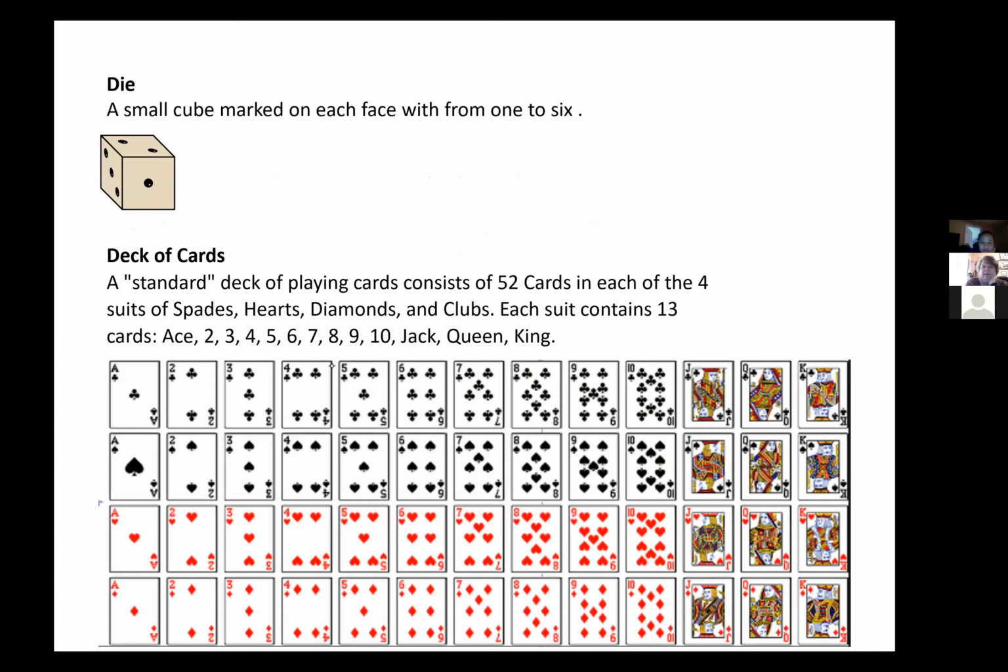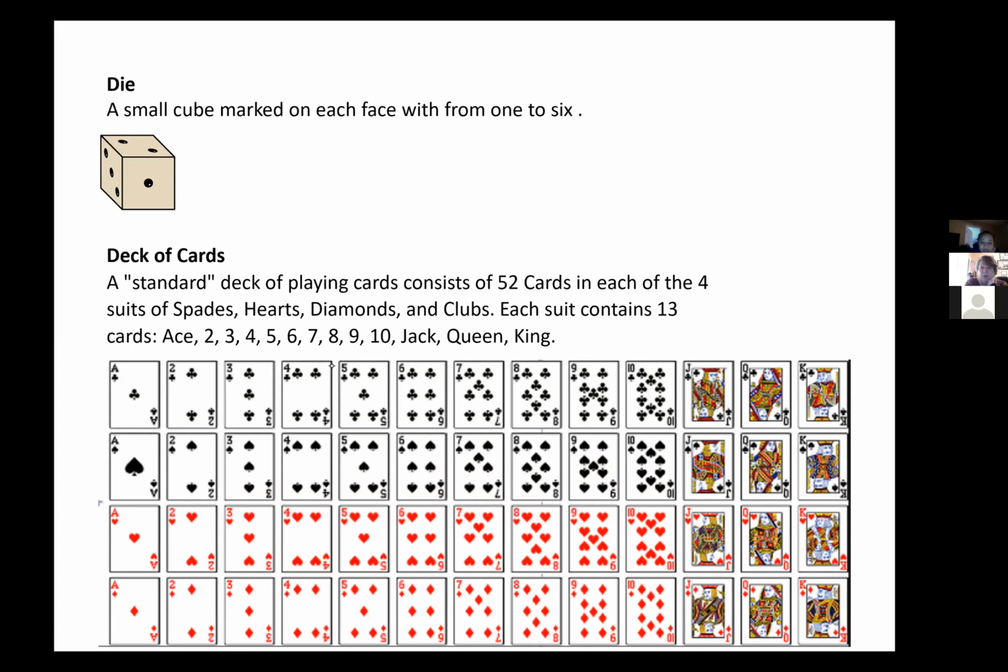All right, I put this slide in the chapter 3 PowerPoint because not everyone is familiar with these two items that are used in games of chance. But we use these examples all the time in probability and make an assumption that everyone knows what they are, and that is not necessarily the case.